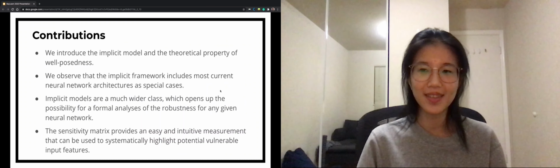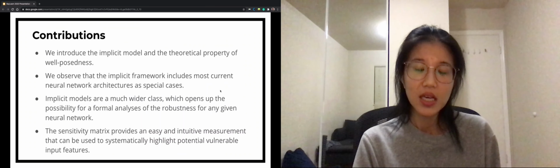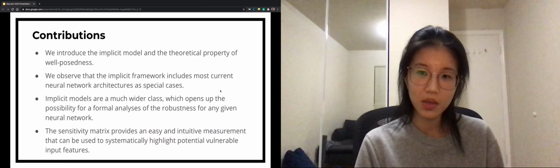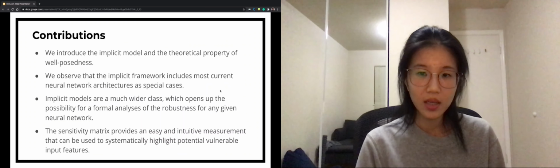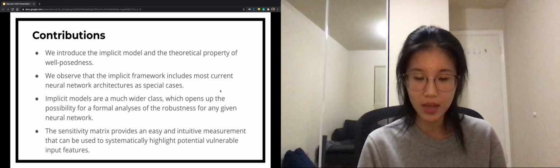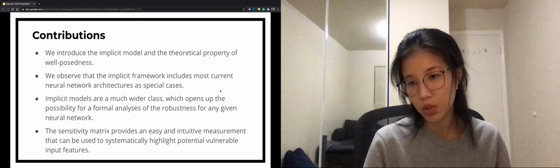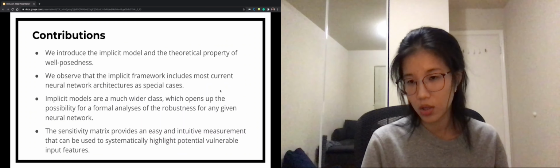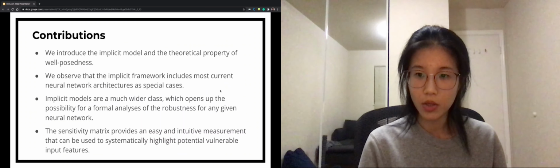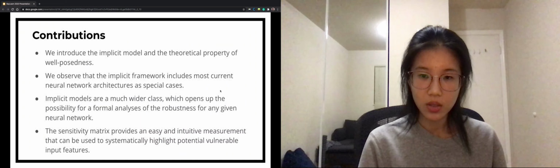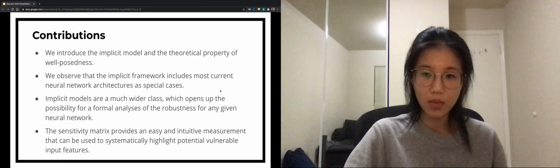And finally, we showed that the sensitivity matrix provides an easy and intuitive measurement that can be used to systematically highlight potential vulnerable input features and generate successful adversarial attacks. We believe that the theoretical ideas developed in this work will be useful building blocks for future research, especially for designing robust training algorithms and choices of regularization penalties that can be used to train a robust deep model.